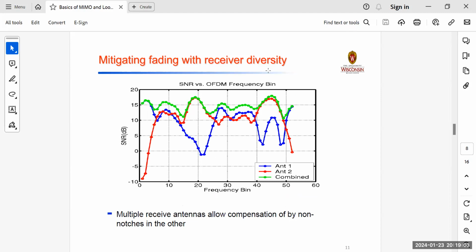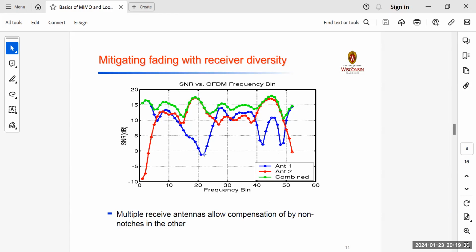Mitigating fading with the receiver diversity. On the y-axis, we have SNR. On the x-axis, we have frequency bin. So in case of the blue line, this is for antenna 1. And you can see that for certain frequencies, we have the notches. Notches are sort of the glitches, or the sudden fall in the SNR for a certain frequency. That is the notch. For antenna 2, again, you can see that the behavior is a bit different.